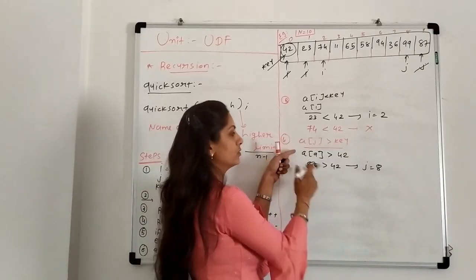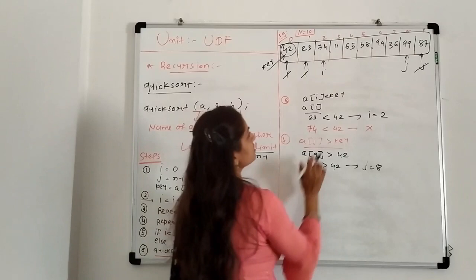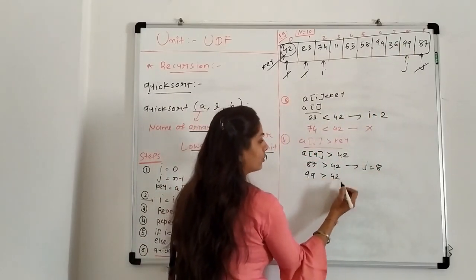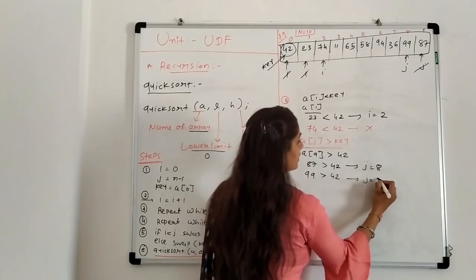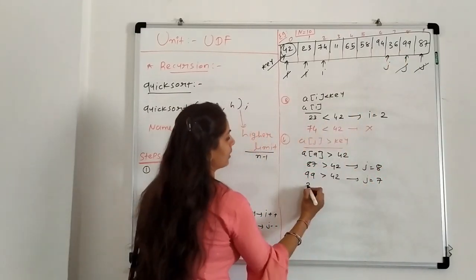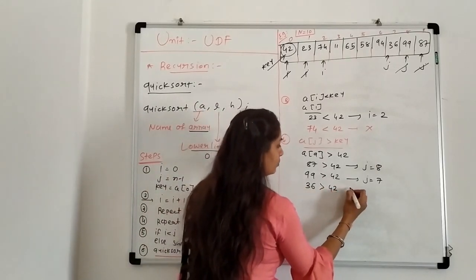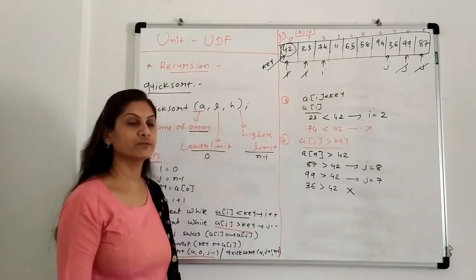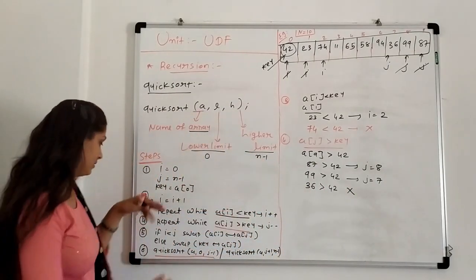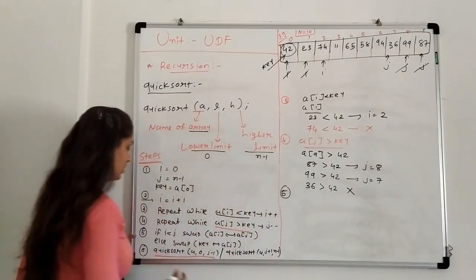Again this is a loop, so continue this process until our condition is false. Now check: is 99 greater than 42? Yes. Then j is decremented to the 7th position. Now on the 7th position, is 36 greater than 42? No, the condition becomes false. When the condition becomes false, stop and jump to step 5.